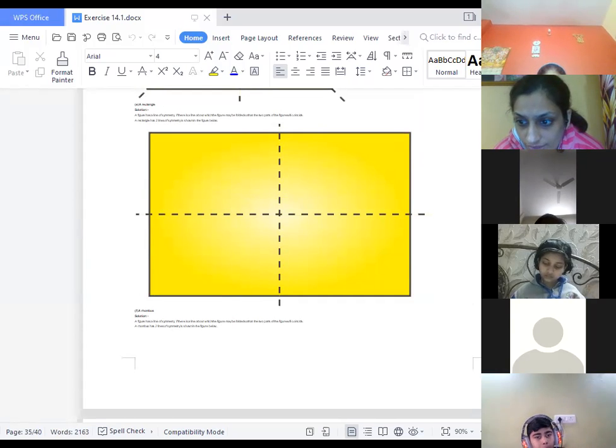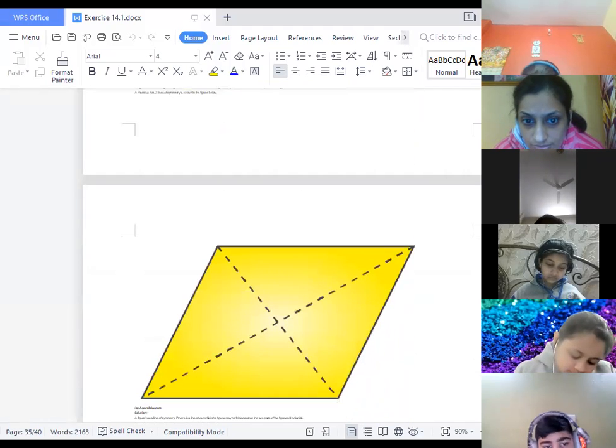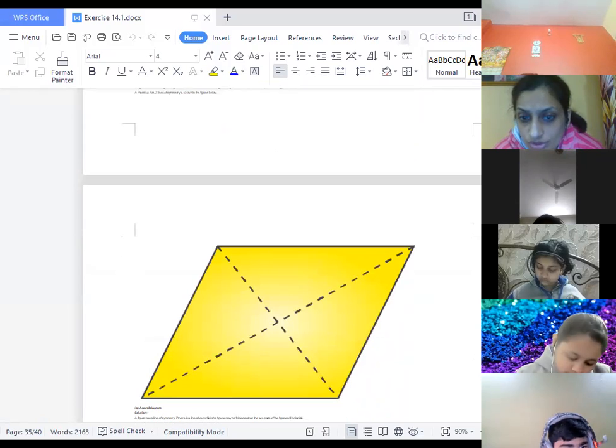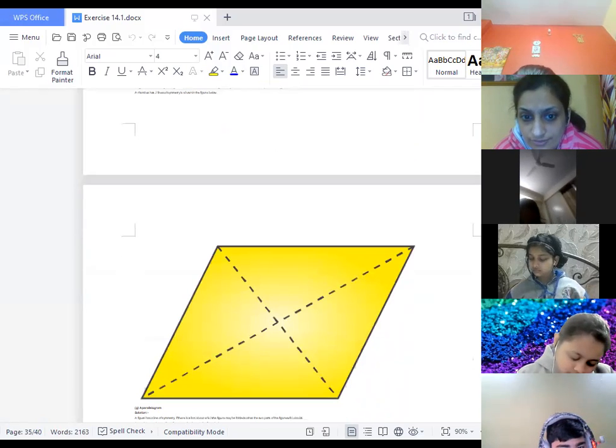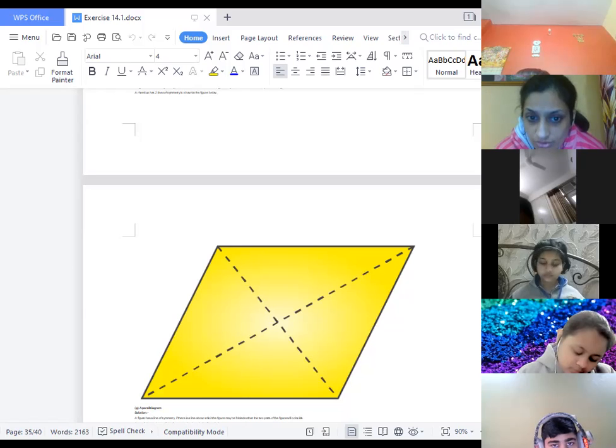Ananya, open your camera fast. In a rhombus, there are two lines of symmetry. Draw a rhombus, children, and draw two lines of symmetry in a rhombus, because all four sides are equal in a rhombus.